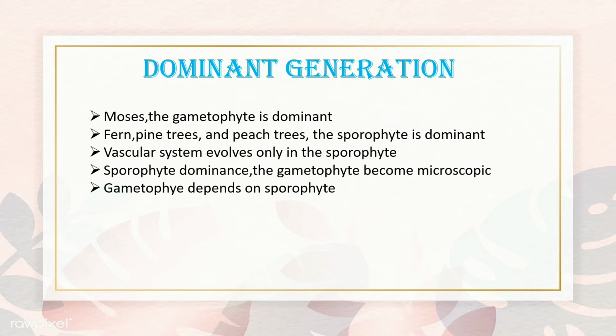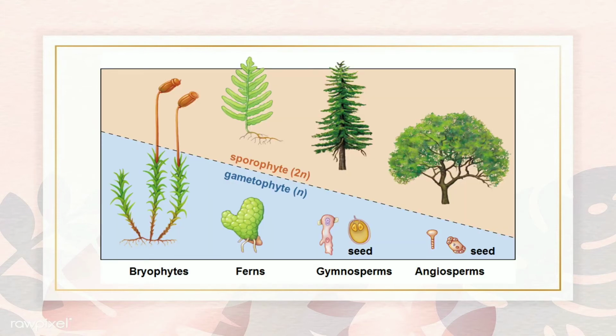In the history of land plants, the vascular system evolved only in the sporophytes. Notice that as the sporophyte dominates, the gametophytes become microscopic. And lastly, the gametophytes depend on the sporophytes. This picture shows examples of land plants with their dominant generation.